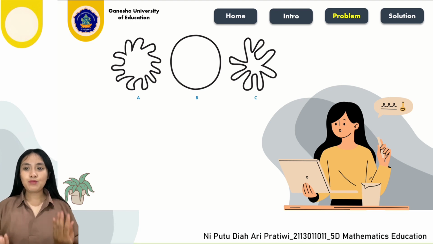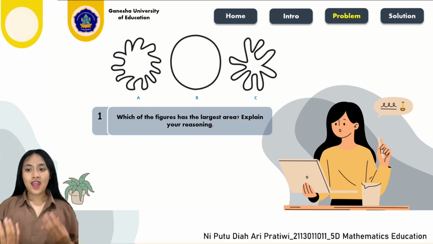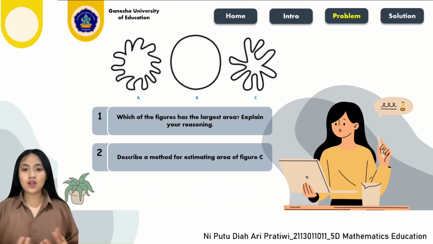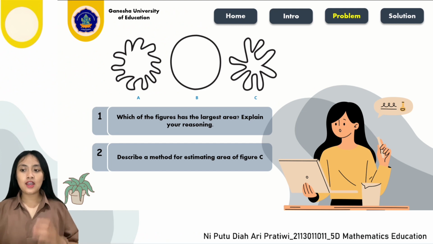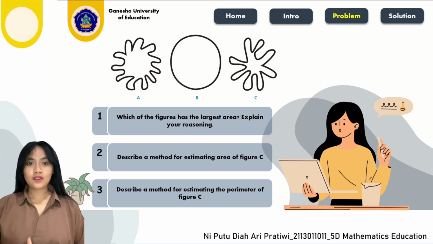Okay, after we know about the definition of shapes, area, and perimeter, next, let's solve some problems on Unit 30. Okay, in this problem, we have three shapes like this. And then, the question is, first, which of the figures has the large area? Explain your reasoning. And number 2 is describe a method for estimating the area of figure C. And number 3 is describe a method for estimating the perimeter of figure C.